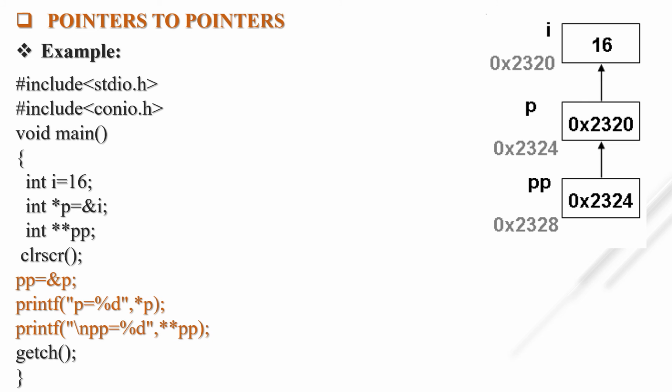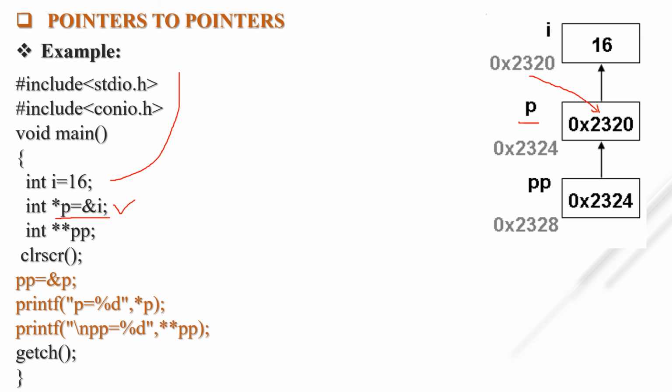So here is an example of pointers to pointer. First we initialize i equal to 16. Then we initialize a pointer p with the address of i. So what is the value of p? The address of i. You can see here. Because a pointer always stores the address of another variable. This is not a pointer to pointer, this is a simple pointer.